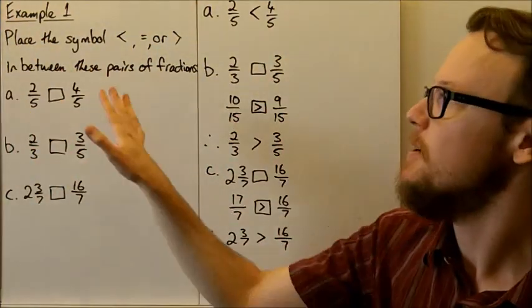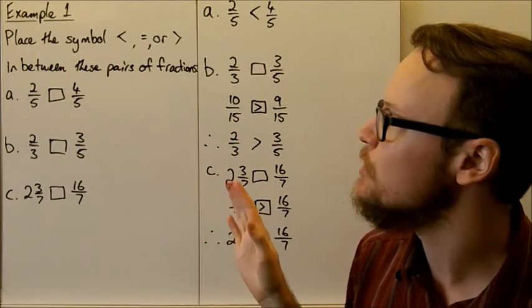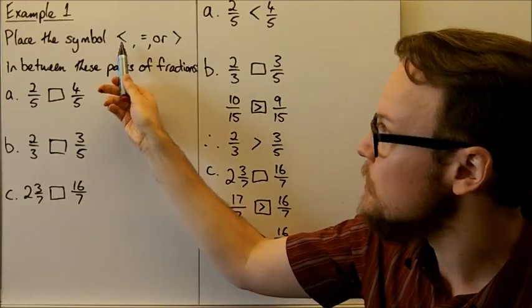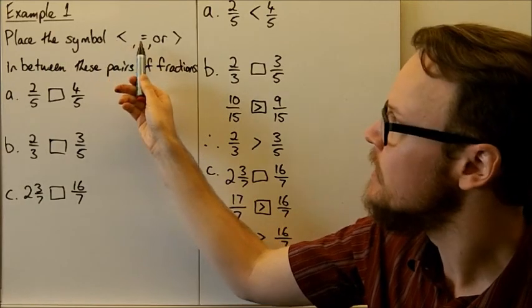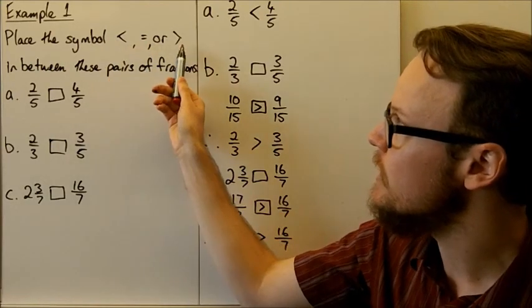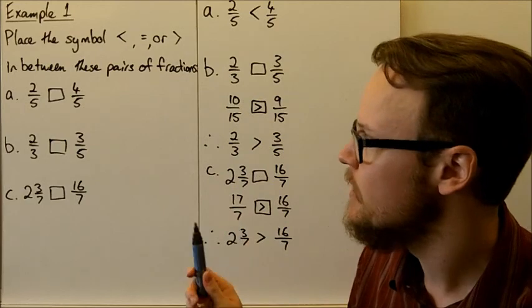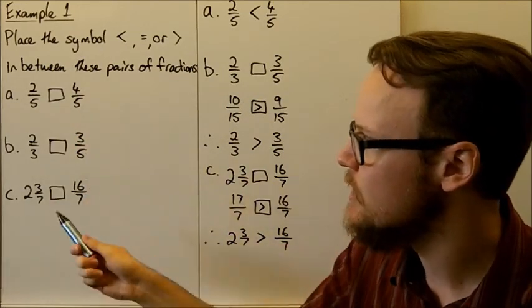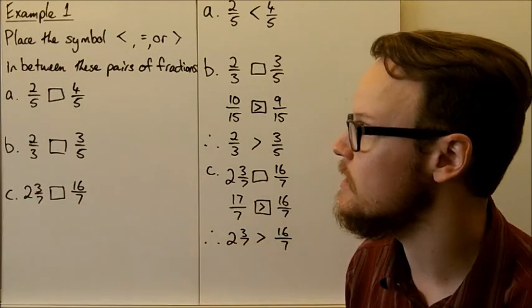So for our first example, we need to place these symbols in between the pairs of fractions. Remember what these symbols mean. This symbol here is less than, this symbol here is equal to, and this one is greater than. So here we've got 2/5 and 4/5, 2/3 and 3/5, 2 and 3/7 and 16/7.